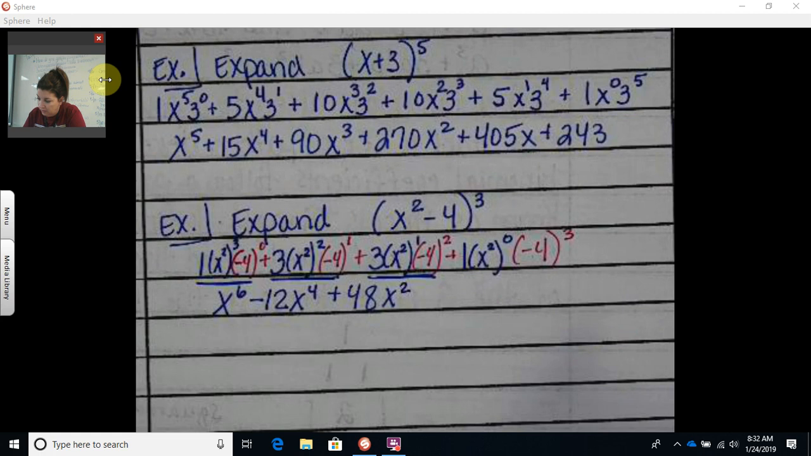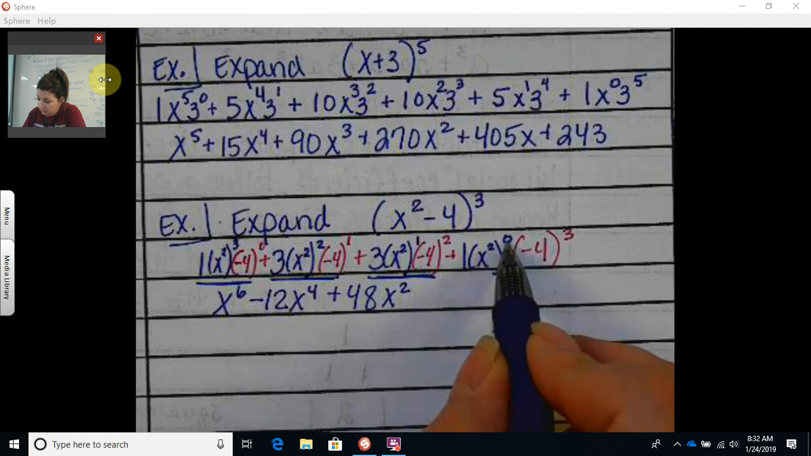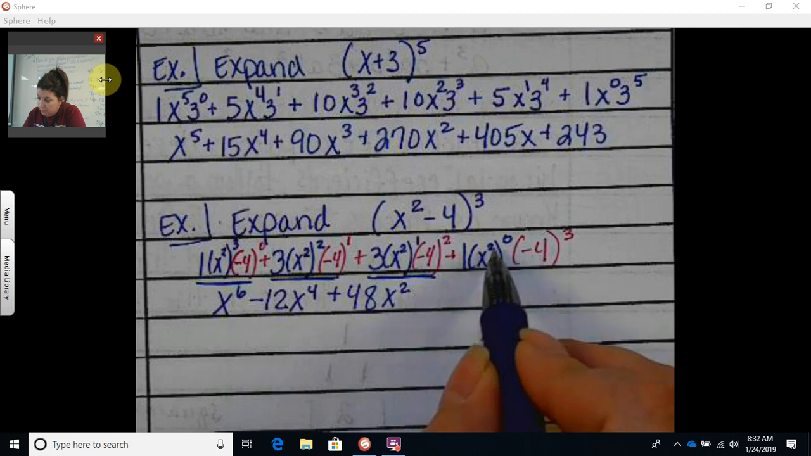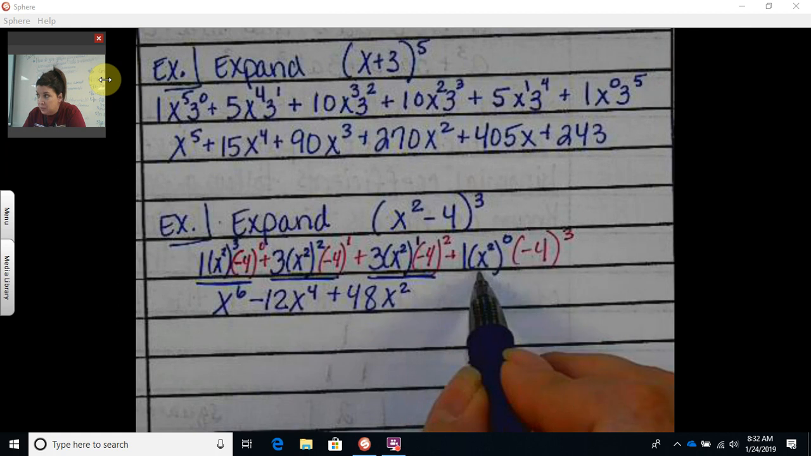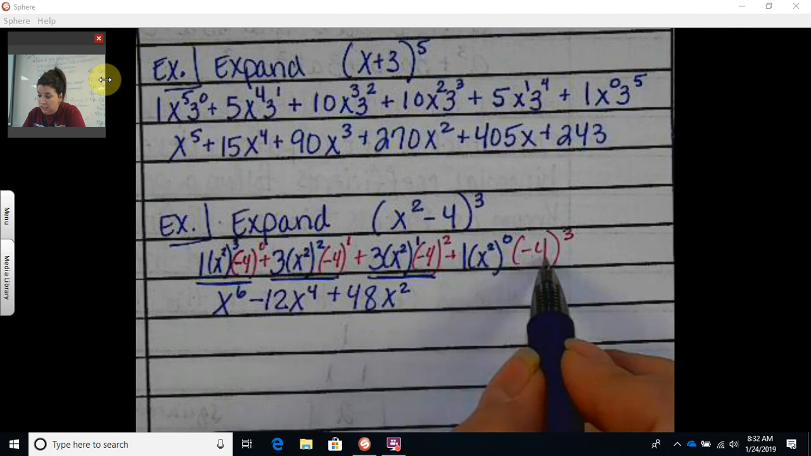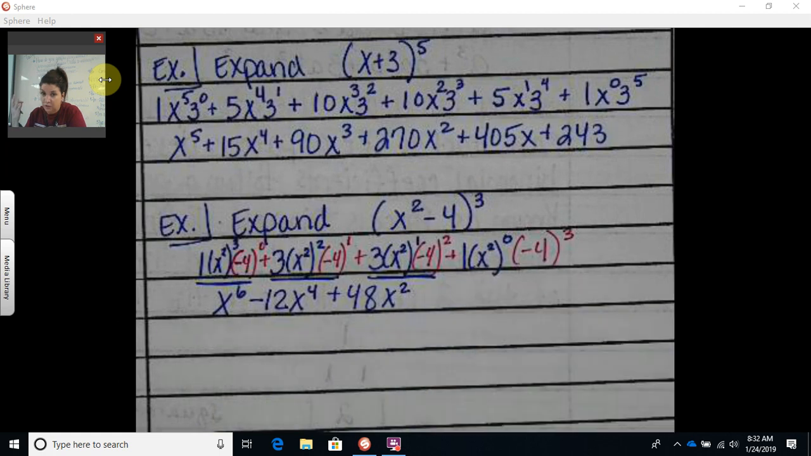Over here, 1 times, what's x squared raised to the 0? Just 2 times 0 is 0, right? So it's going to be x raised to the 0, which is 1. Anything raised to the 0 is 1. Negative 4 quantity cubed. First, it's going to be negative 4 times negative 4 times negative 4. So it's going to be negative, and 4 cubed is 64. Boom.